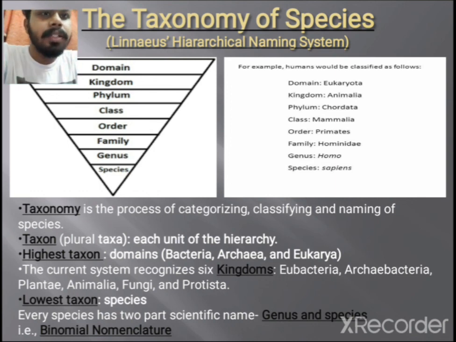Okay, so these are all about the concept of species and the concept of taxonomy.